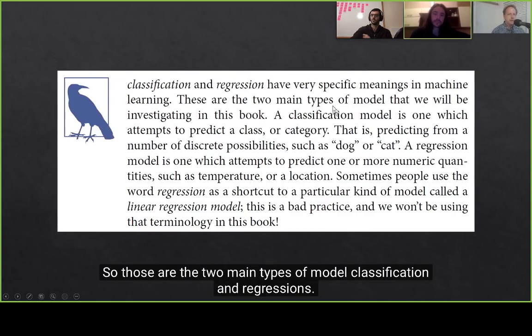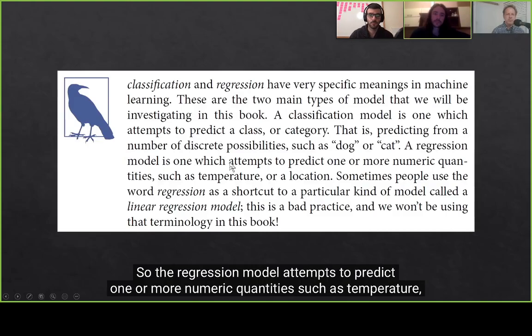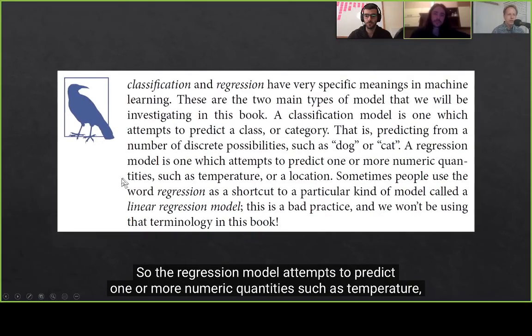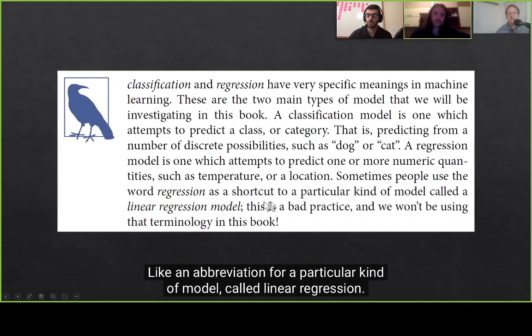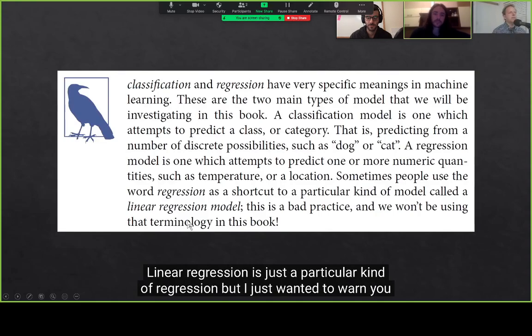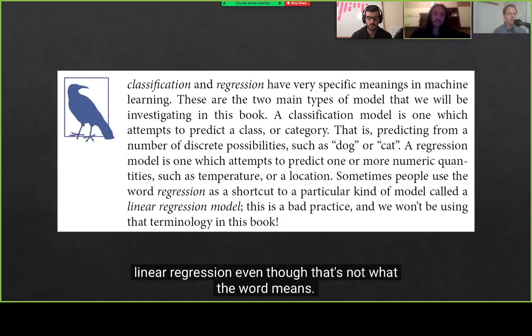Okay, so those are the two main types of model, classification and regression. This is very important jargon to know about. So a regression model attempts to predict one or more numeric quantities such as temperature or location or whatever. This is a bit confusing because sometimes people use the word regression as a shortcut, an abbreviation, for a particular kind of model called linear regression. That's super confusing because that's not what regression means. Linear regression is just a particular kind of regression. But I just wanted to warn you of that. When you start talking about regression, a lot of people will assume you're talking about linear regression, even though that's not what the word means.